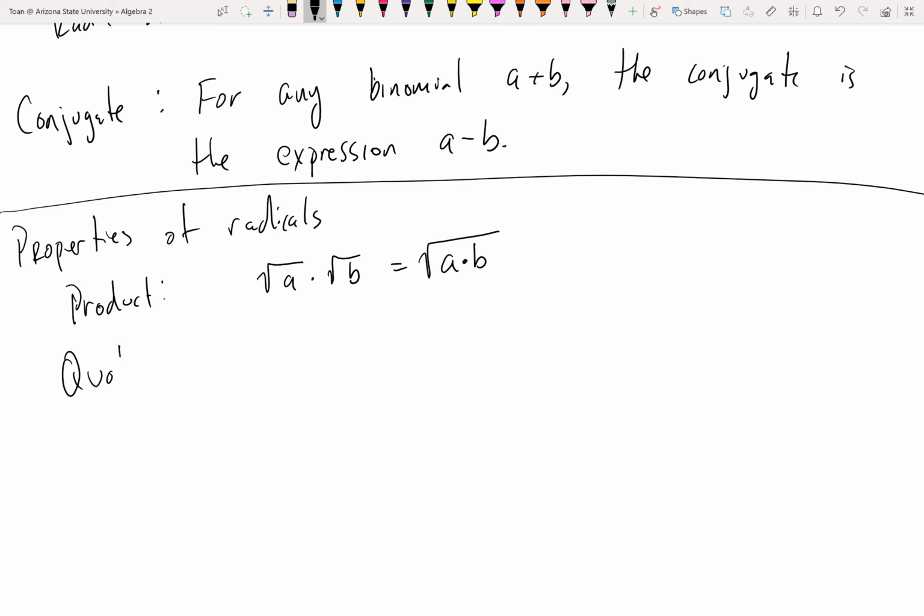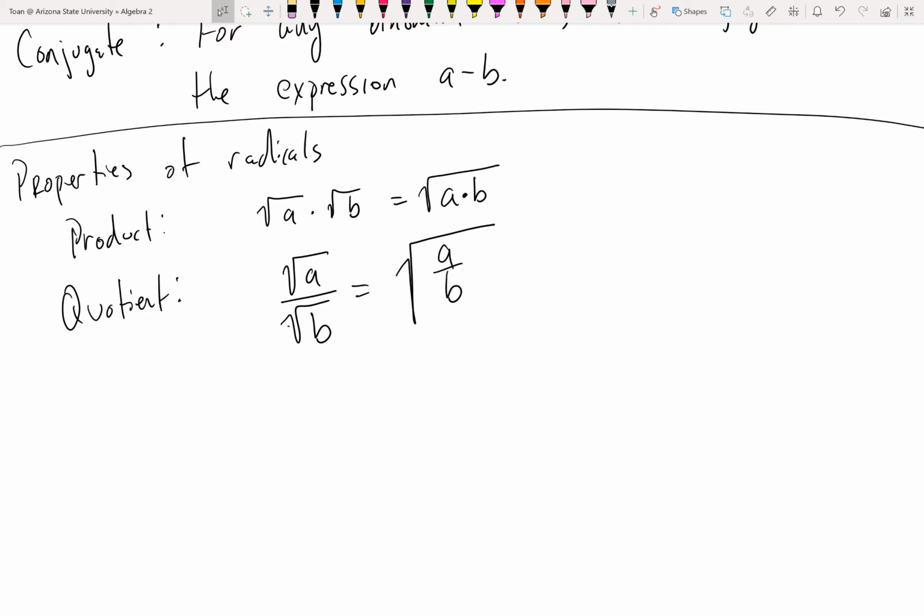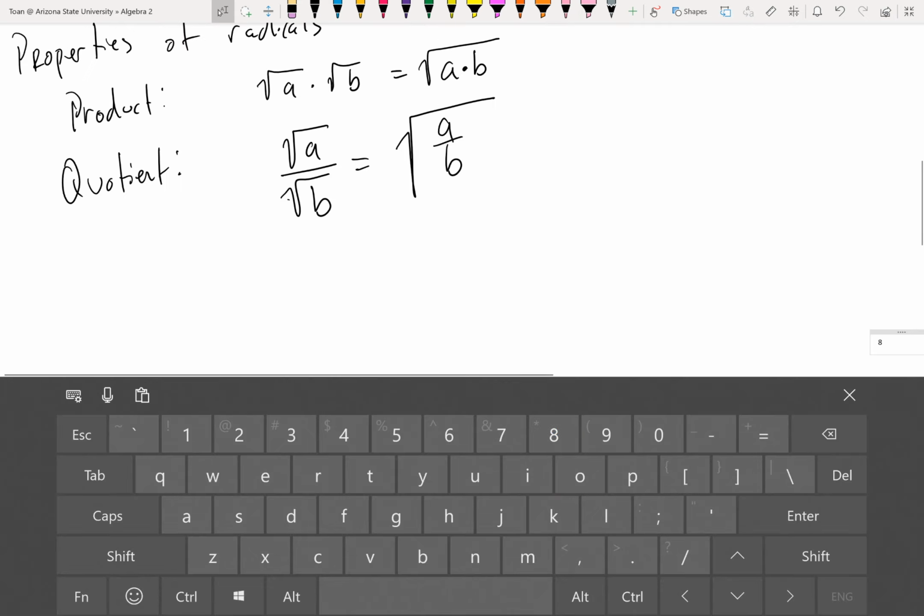We also have this thing called the quotient property, which basically says the same thing except with division. If you're dividing two radicals, that is equivalent to one giant radical of a fraction. And of course, you can read this forwards and backwards. If you have a radical of a fraction, you can split them apart into two separate radicals. This allows you to simplify radicals, provided you know your multiplication tables, your times tables.